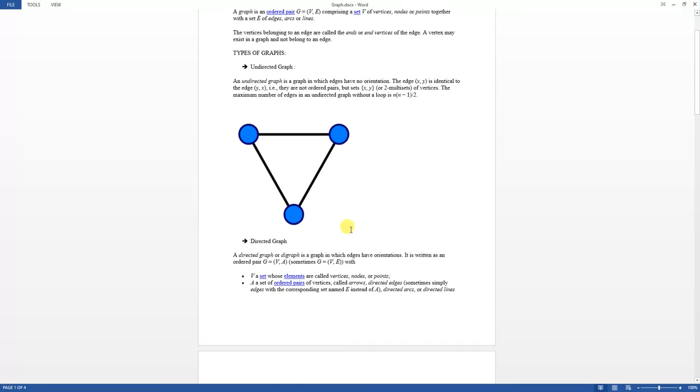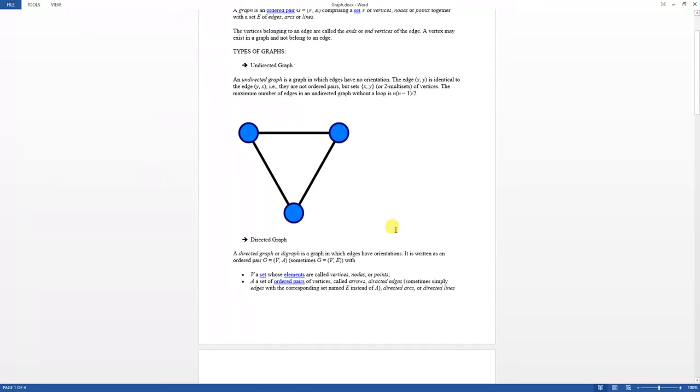So what is an undirected graph? An undirected graph, as the name suggests, is a graph in which the edges have no orientation. The edge x comma y is identical to the edge y comma x. That is, they are not like ordered pairs. And you can find the maximum number of edges in an undirected graph using the formula n into n minus 1 by 2.